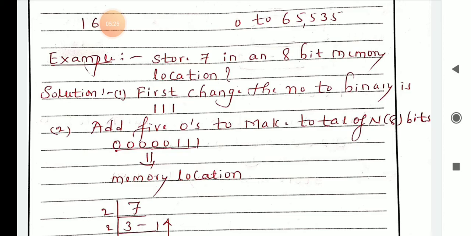So what is the first step? First change the number to binary. It means the decimal number 7 is converted into binary form. Next add zeros to make a total of 8 bits. So that's why you have to add 5 zeros. Then you have to store it in the memory location.